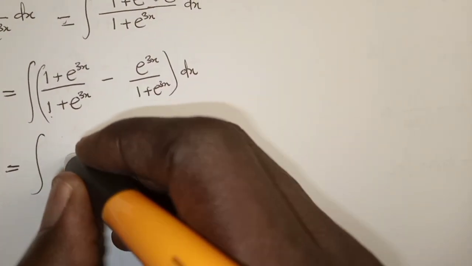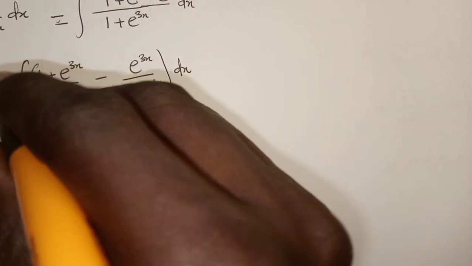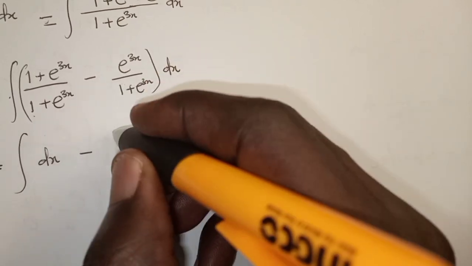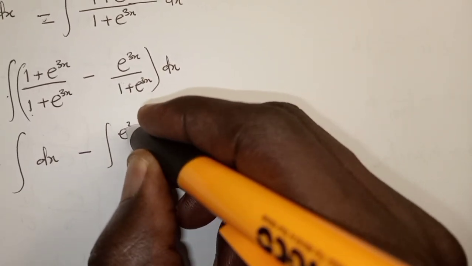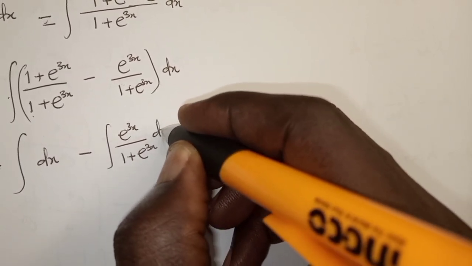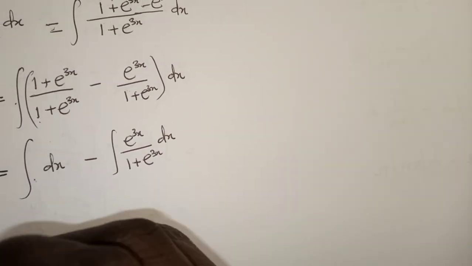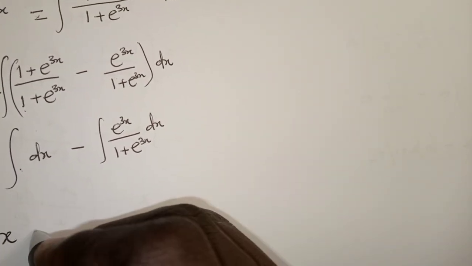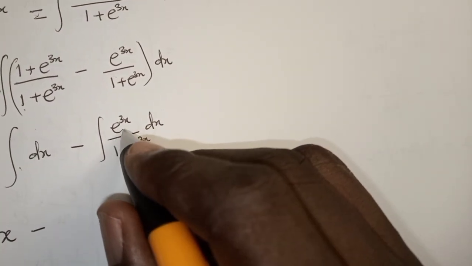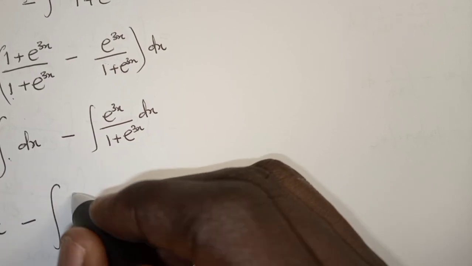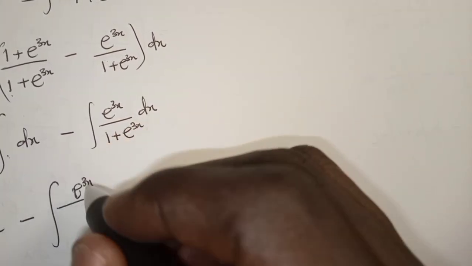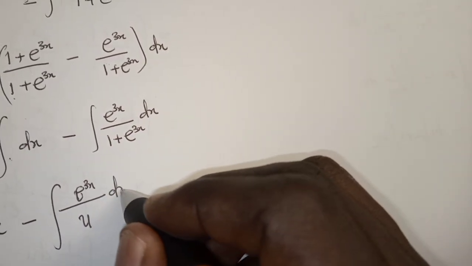Here becomes the integral of 1 dx minus, so we give the integral symbol to this term here, the integral of e exponent 3x on 1 plus e exponent 3x dx. Integrating this side, we get x. So x minus, now to integrate this, we introduce the u substitution. So we have the integral of e exponent 3x on, the denominator being u, dx.